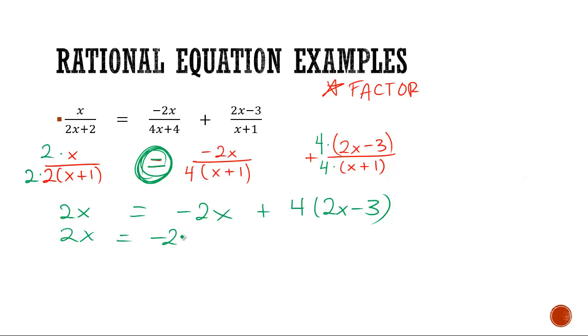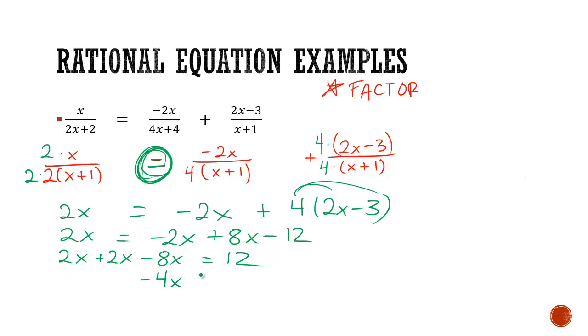So that's 2x equals negative 2x plus 8x minus 12. We'll collect our like terms, so 2x plus 2x minus 8x equals 12. There are no squares, so we just get our x's on one side and the numbers on the other side. So we've got 4 minus 8, which is negative 4x equals 12. And when we divide by negative 4, we get negative 3.